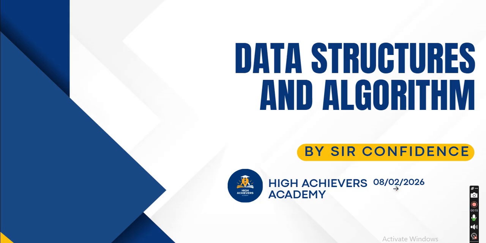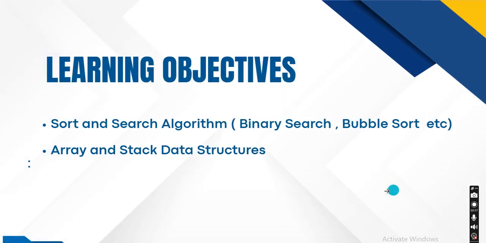Today we're going to be talking about data structures and algorithms. We are going to be looking at the sort and search algorithms, such as binary search, bubble sort, and so on. We're also going to be talking about arrays and the stack data structure. We are going to learn how to find data like a pro and search through arrays.